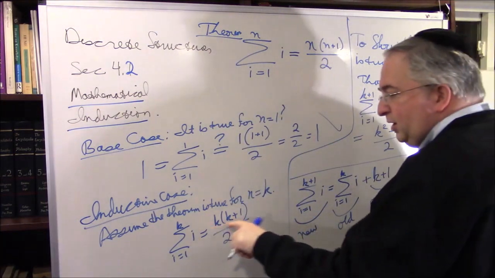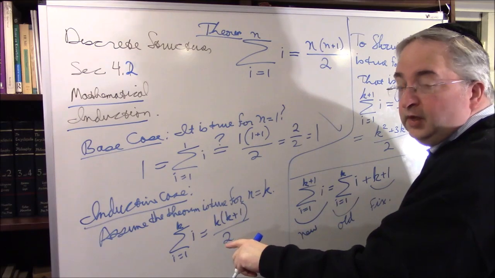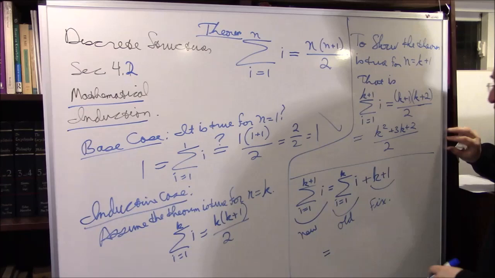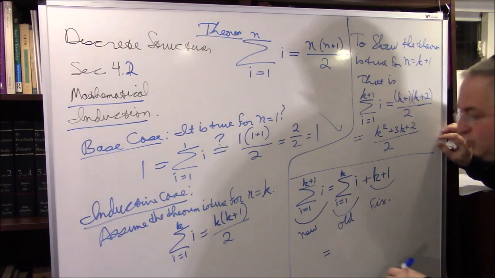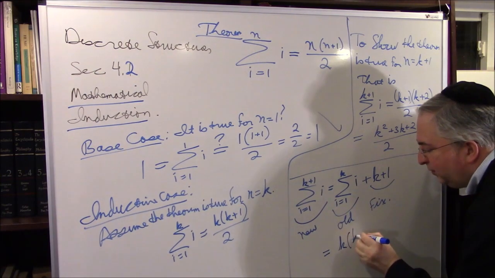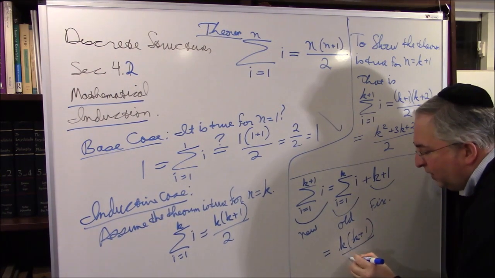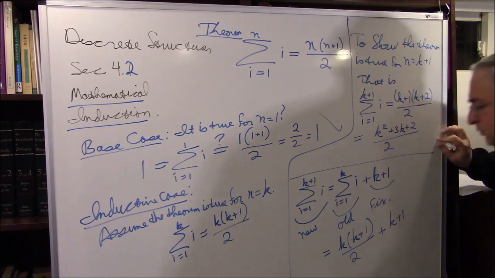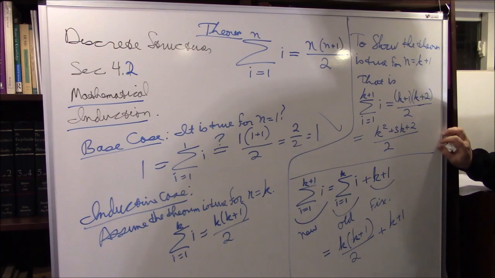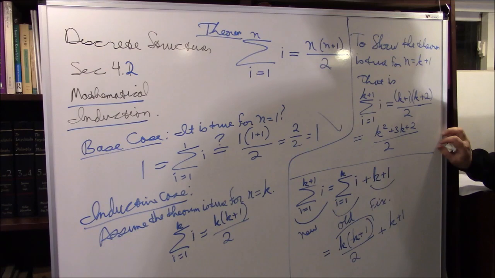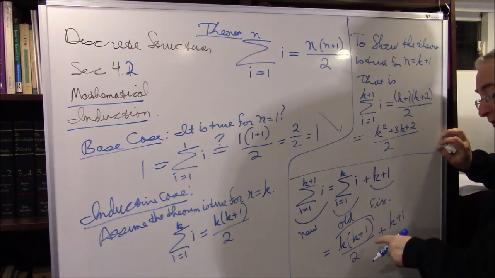I assume something is true about here. So I'm going to use that assumption. What did we assume this is equal to? We assume this is equal to k times k plus 1 divided by 2, plus k plus 1. We assumed this part. We assume that this is equal to this. So now I want to see what this is equal to.